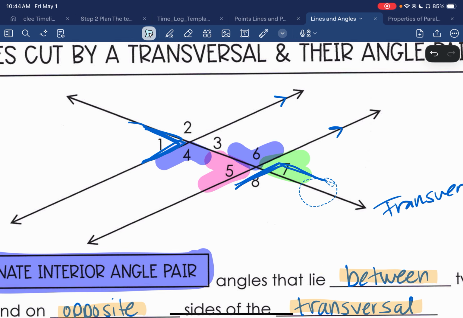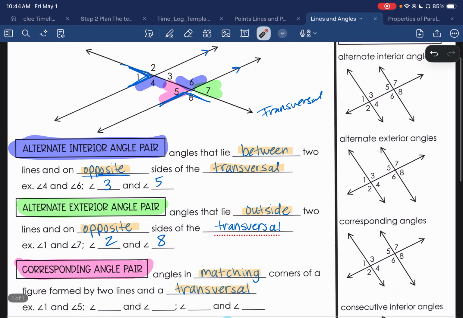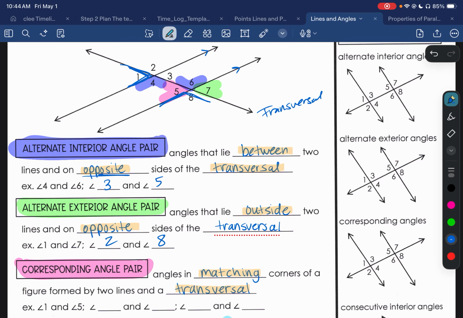Same goes for this corner and this corner corresponding, and this corner and this corner. Those are corresponding. So we have lots of pairs of corresponding angles. So we have 1 and 5. What else we got? 4 and 8 is one we just talked about. And we also got, let's do one more. Let's do 2 and 6.